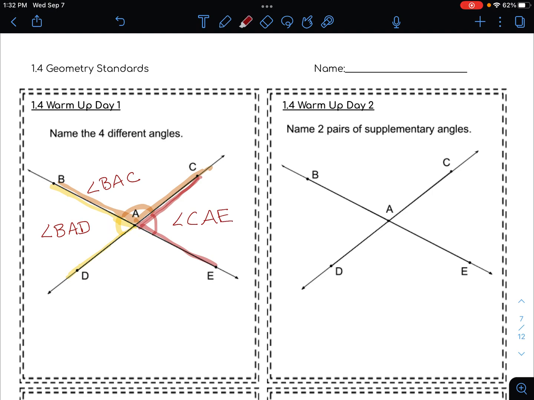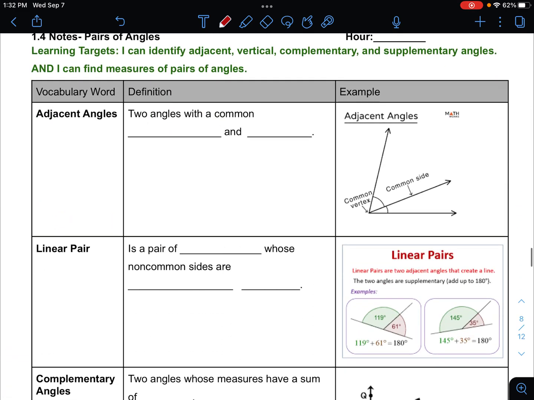And then my last one, this angle, I'm going to start with my D on this one, go to A, and then go to E. So D, A, E. Okay, now your first and last letters could be flipped on any of these. Okay, so let's go ahead and scroll down to our notes.